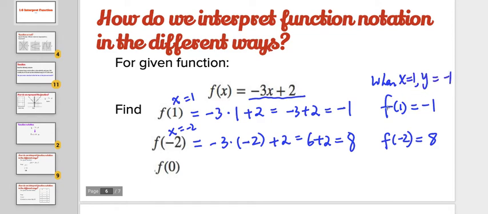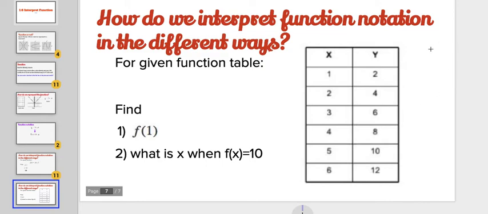So that's how you interpret this function notation. You may wonder, this is like a pure fact. Yes, you're right, but once you make the connection between those two, it's easier for you to interpret different situations. Sometimes we might look at a graph. Sometimes we might look at a table. So let's check the table example.